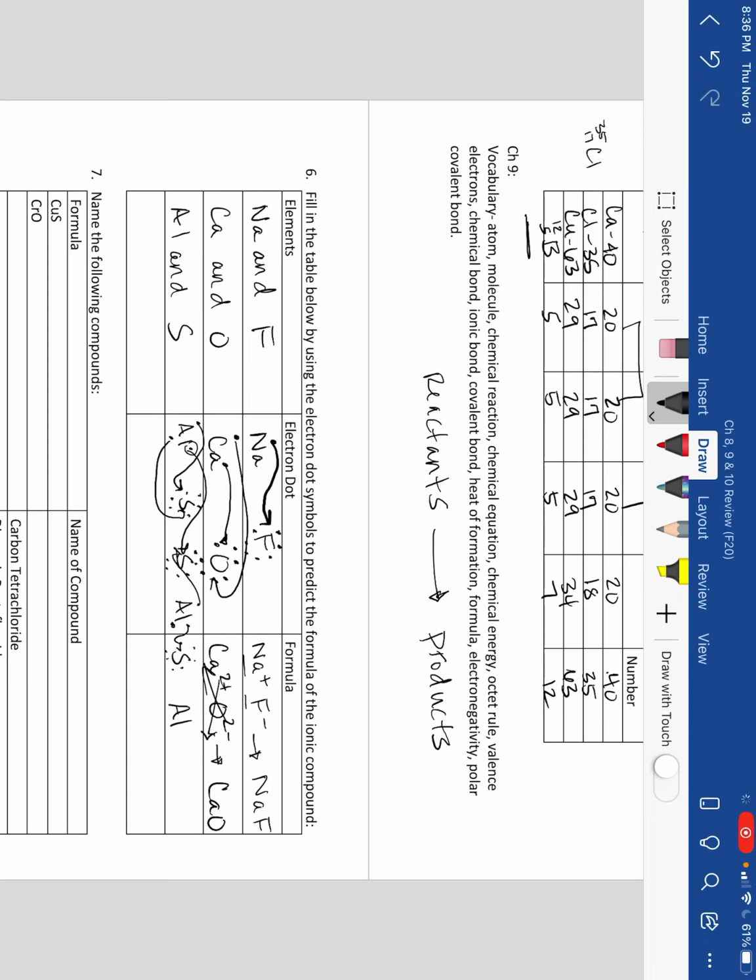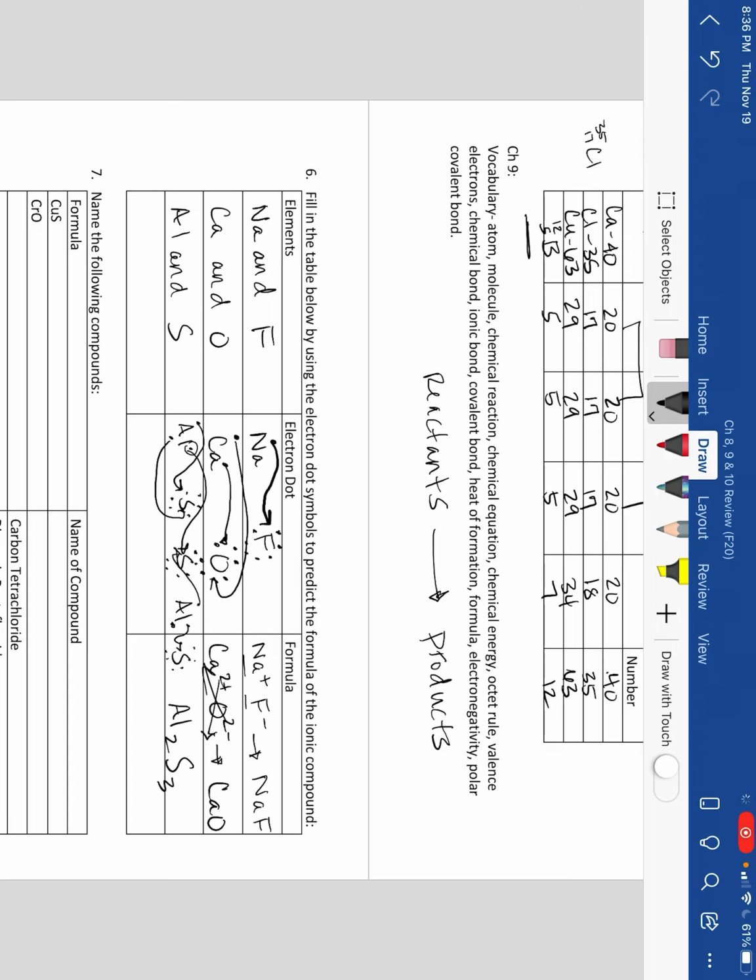Al, and how many did you have to use? You had to use 2 of those, right? And then you have sulfur, and you had to use 3 of those. So that would be the formula for that.